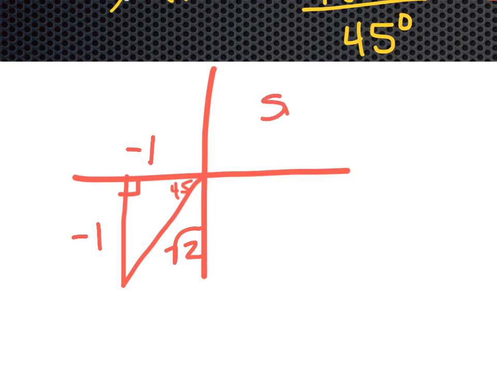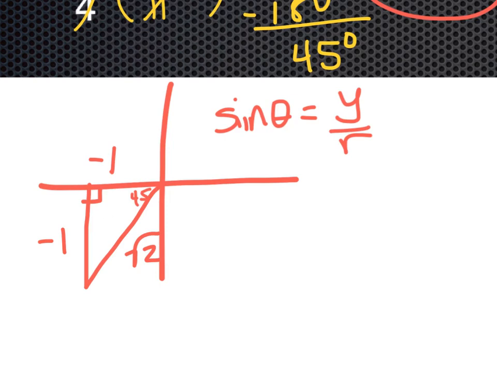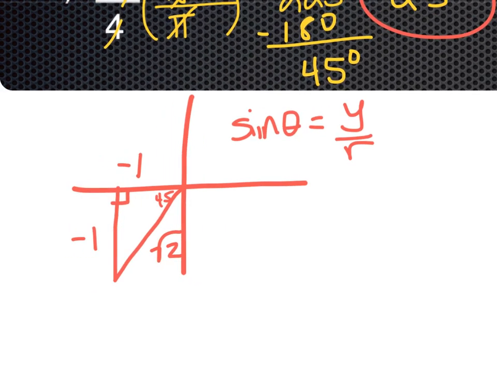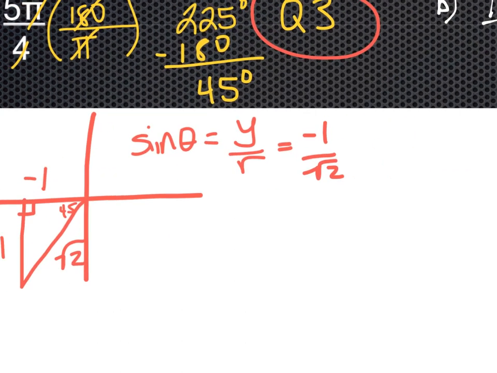The sine of theta. Well, what's sine? What over what? It's y over r. Well, what is my y? What's the y value, guys? What's the side that goes up and down? Negative 1 over what? Root 2. Can I leave that? So this is negative root 2 over 2. That's your sine of theta.